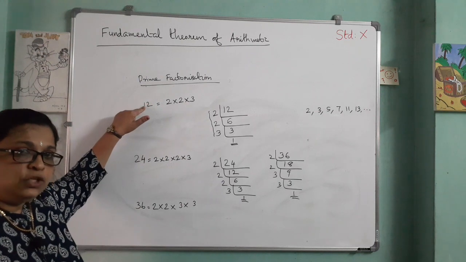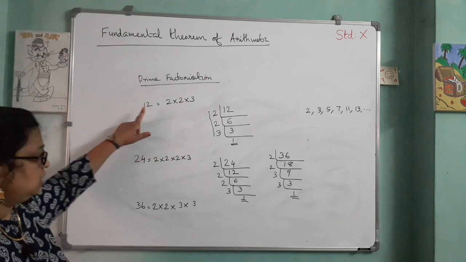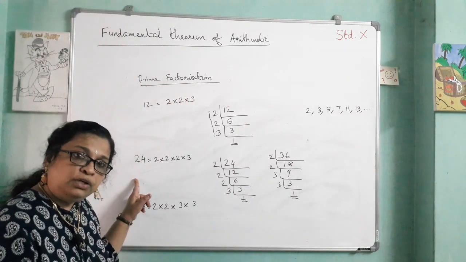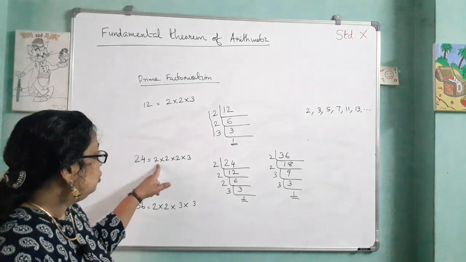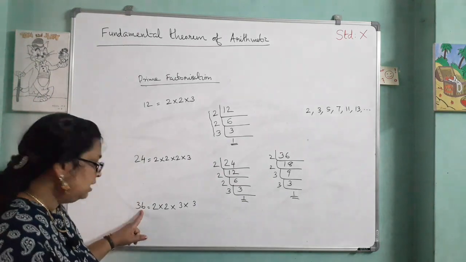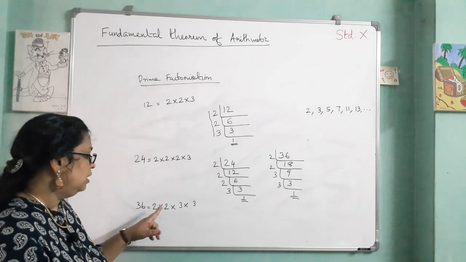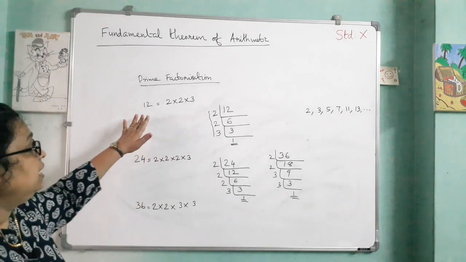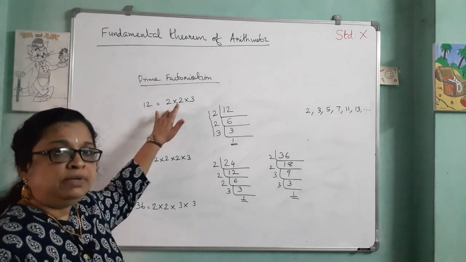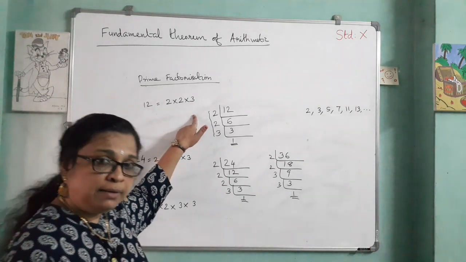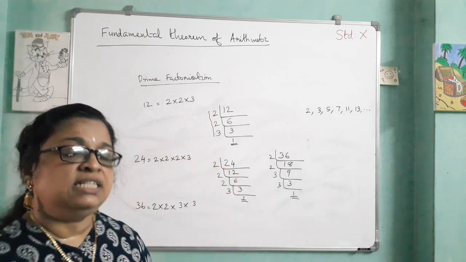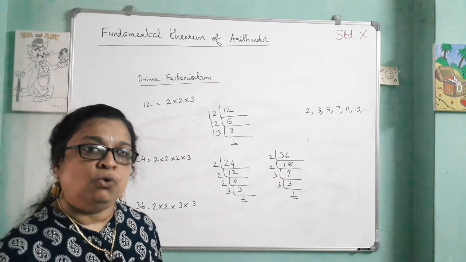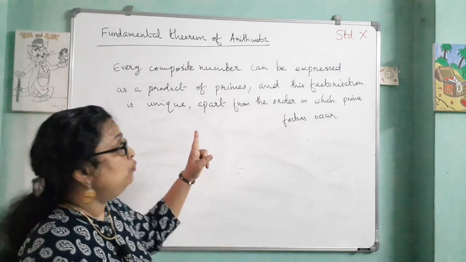Is this 12 composite or prime? 12 is a composite number and 2 and 3 are prime numbers. Here 24 is a composite number and 2 and 3 are prime numbers. Here 36 is a composite number, 2 and 3 are prime numbers. So from this we can say that every composite number can be expressed as the product of prime numbers, and this factorization is unique apart from the order in which the primes occur. That is the fundamental theorem of arithmetic.